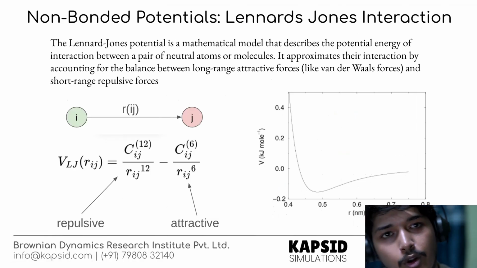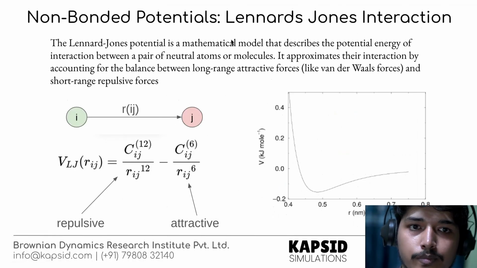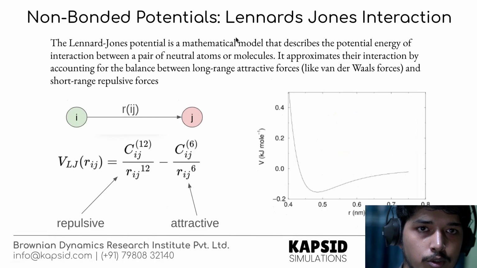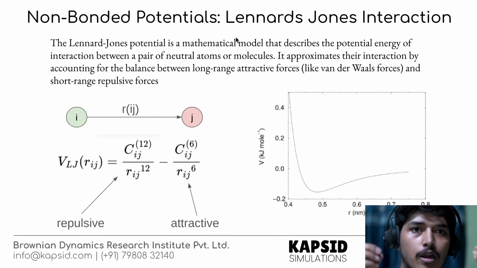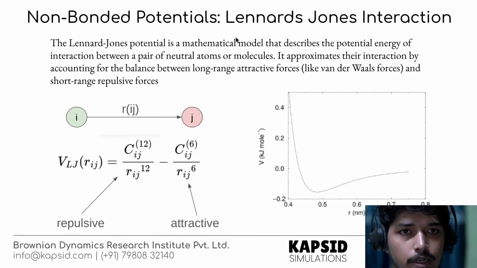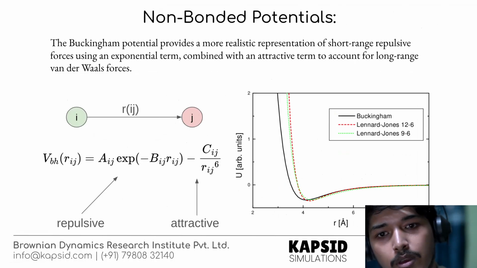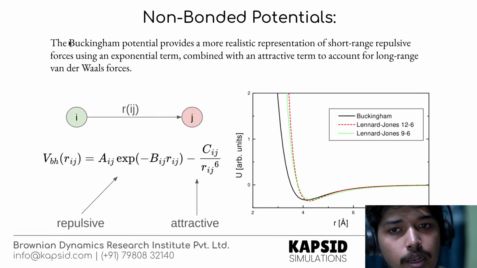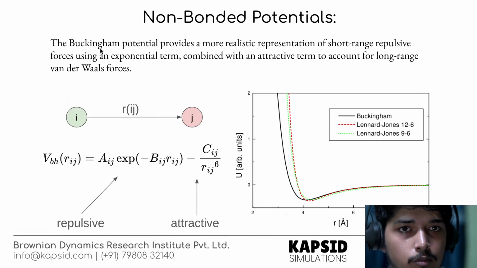So that's not exactly how these weak interactions work, right? Weak interactions should be soft in nature, at least around the minima. They should not be that steep. So that's why there is this person Buckingham who introduced this new potential, which is the Buckingham potential.